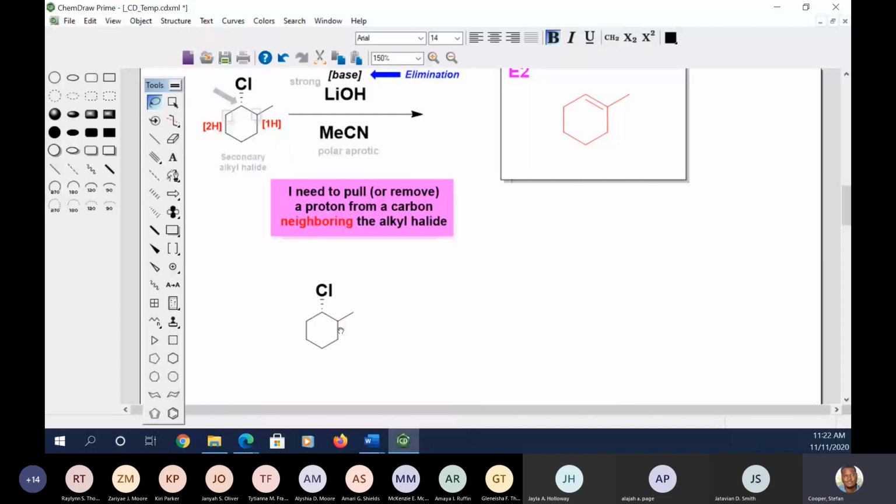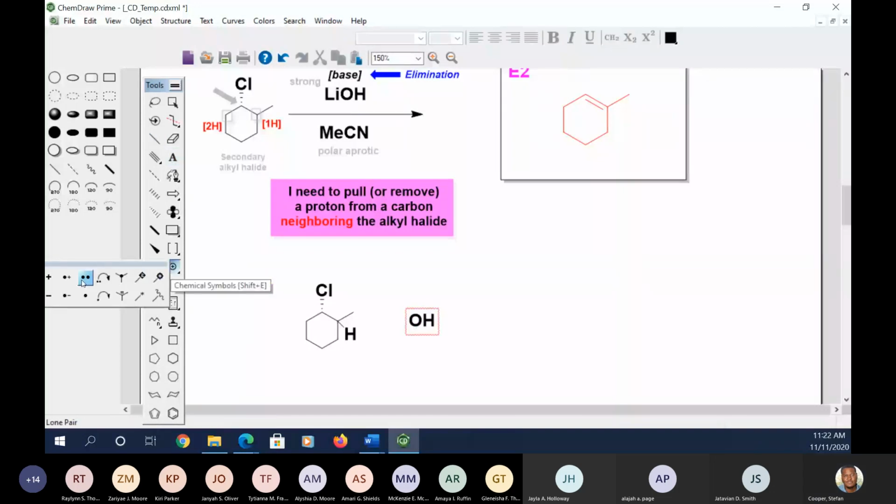I need to draw the hydrogen that needs to be removed. So I'm going to go ahead and draw the hydrogen here. I'm going to take my base, which is OH minus. I'm going to actually draw all the lone pairs this time. I haven't been doing that. I just want to remind you guys that for an oxygen to have a minus formal charge, it has to have 6 electrons or 3 lone pairs. It needs to also have that negative charge.